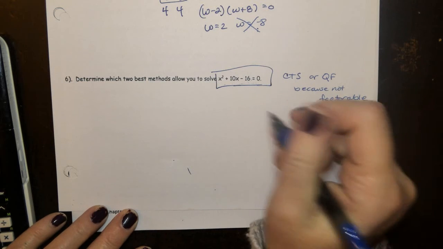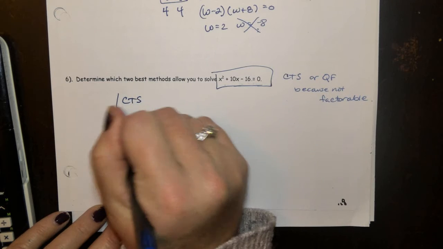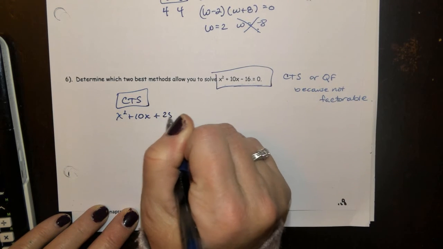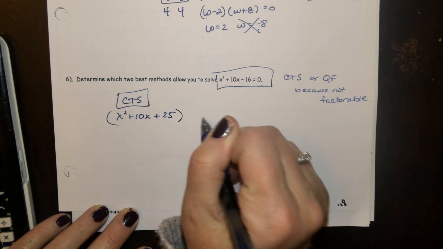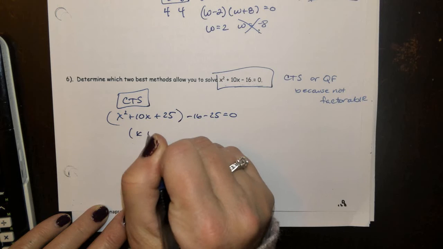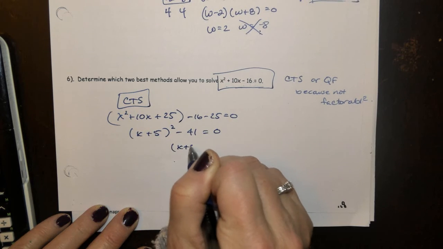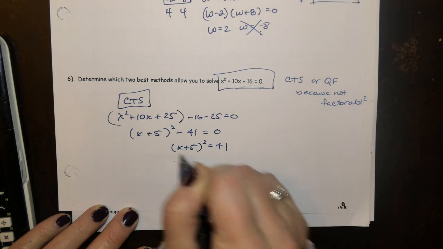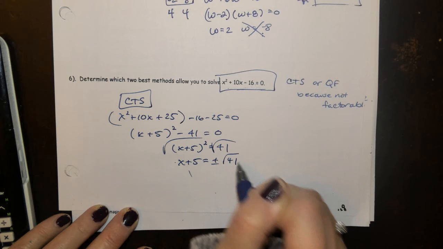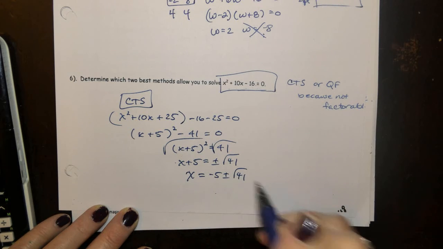Time flies. All right, let me do completing the square. x squared plus 10x, half of 10 is 5, squared is 25, minus 16 minus 25 equals 0. (x plus 5) squared minus 41 equals 0. (x plus 5) squared equals 41. Square root: x plus 5 equals plus or minus square root of 41. x equals negative 5 plus or minus square root of 41.